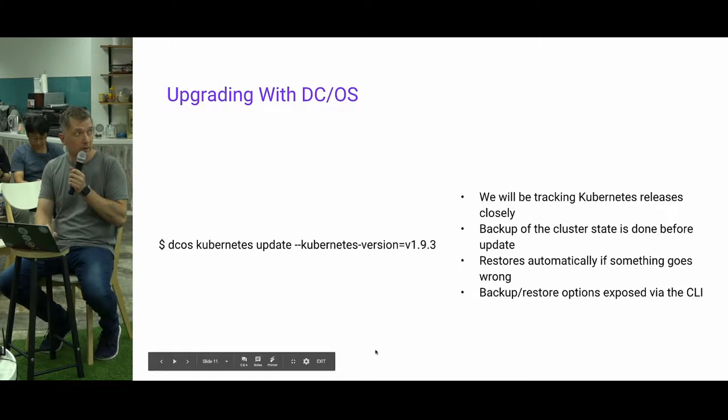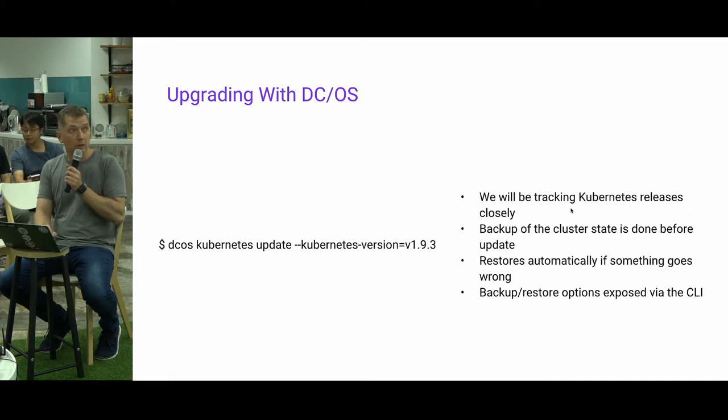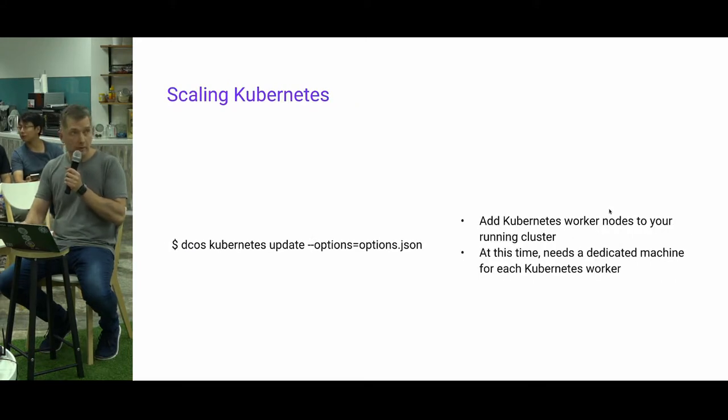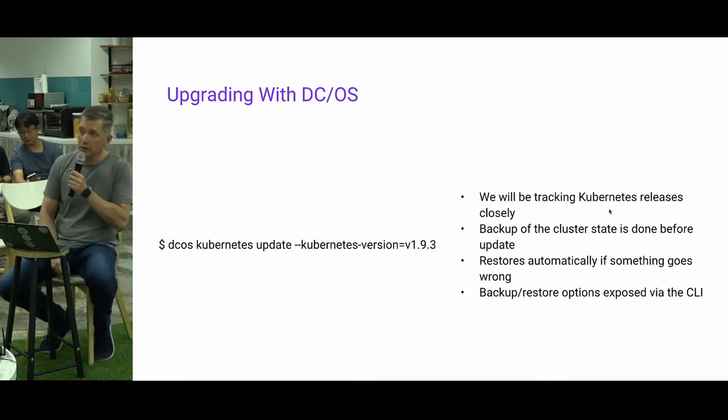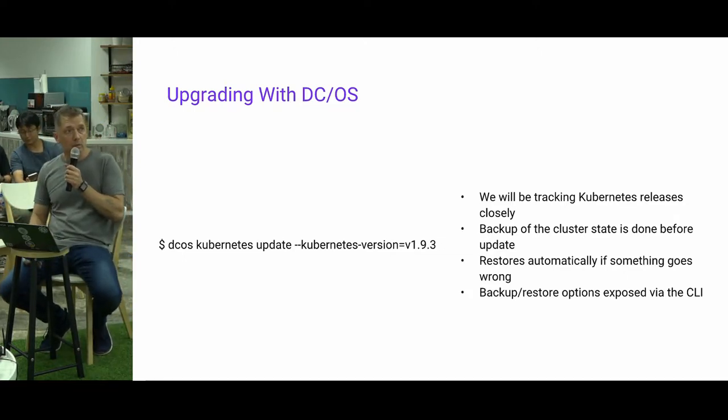Yeah, so upgrading is done easily like this. This is the Kubernetes update. You specify which version. Of course, that version has to be released in our framework, and you get your Kubernetes upgraded. We check Kubernetes releases closely, so we even start with alpha and beta versions before the release. The upgrade backs up your cluster first and restores automatically if something goes wrong. So the cluster is running, and you can also use the DCOS CLI.